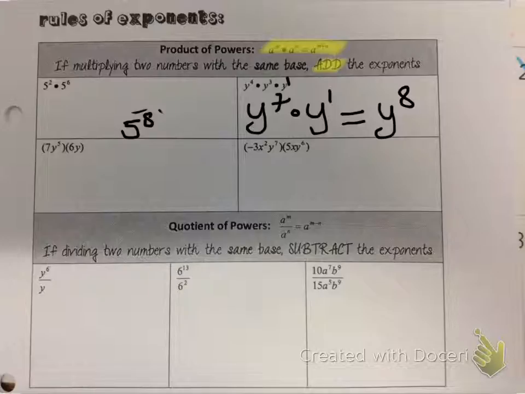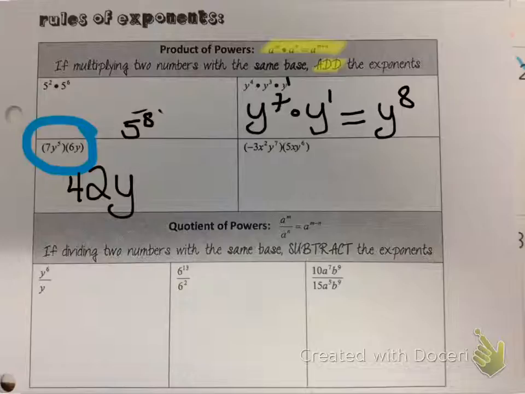Alright, for our third example, we have numbers or coefficients outside of the variables. Remember that word coefficients, a very important word. When you are multiplying this whole expression here, you first need to multiply the numbers, so 7 times 6 gives me 42. And then you want to combine your powers, so we have y to the 5th times y, and remember that's really y to the 1st, so total that gives me y to the 6th. So 42y to the 6th is what that would simplify to.